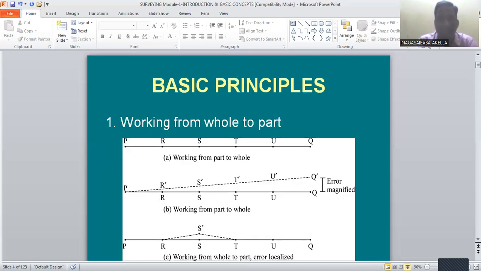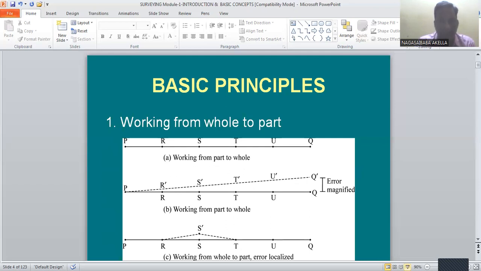Mainly, the basic principles of surveying are two. One is working from whole to part. You have to divide the entire area into a number of parts and then do the survey, but not from part to whole. Part to whole you should not do. You have to do only from whole to part. The whole area can be divided into parts, then you can start the survey. That system you have to follow.